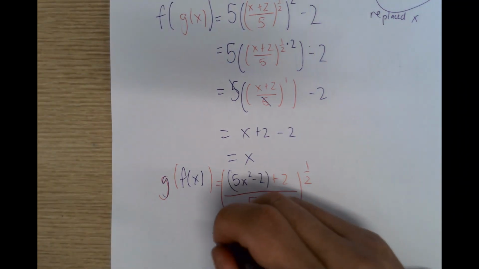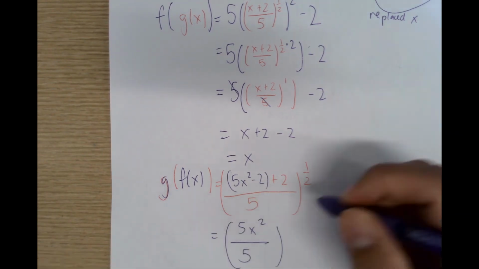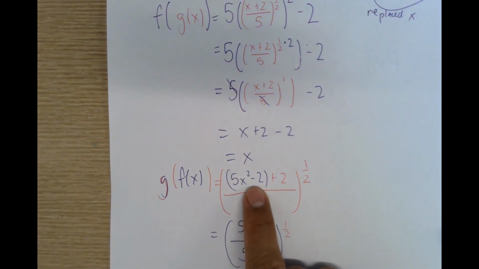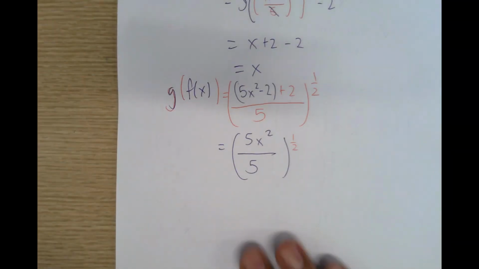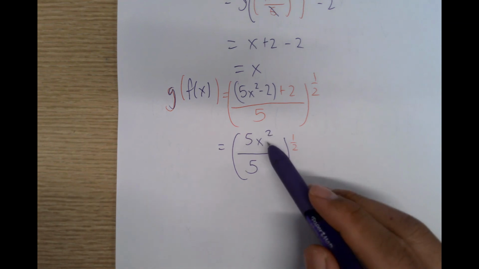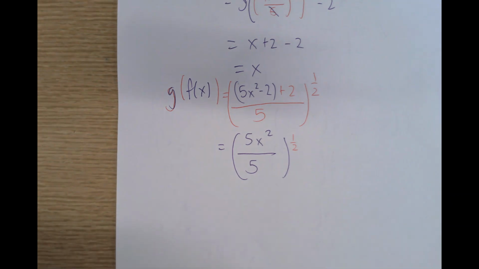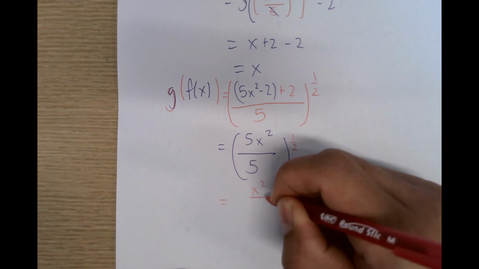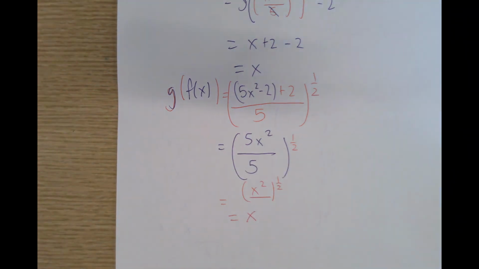Then we can go ahead and solve. This would be 5x squared divided by 5, to the 1/2. All we did is we got rid of the minus 2 and the plus 2. They just cancel out, right? And then next, we just got 5x squared divided by 5. Next, we can divide it by 5, so x squared to the 1/2 power, and we get x. That's it. You're done.